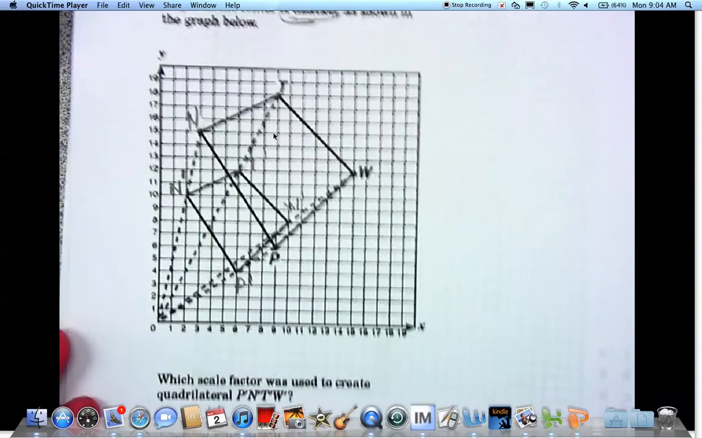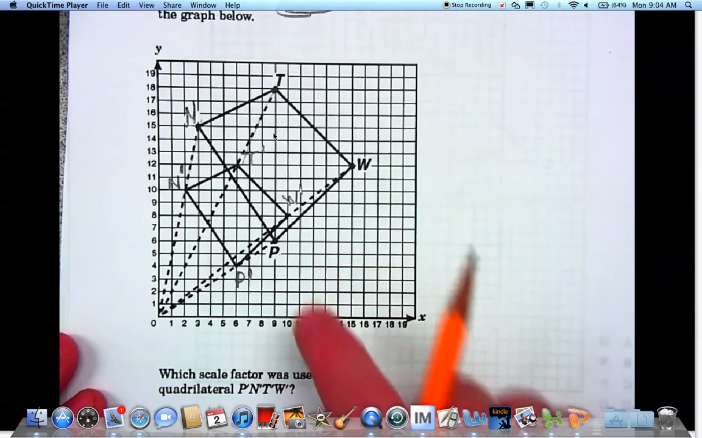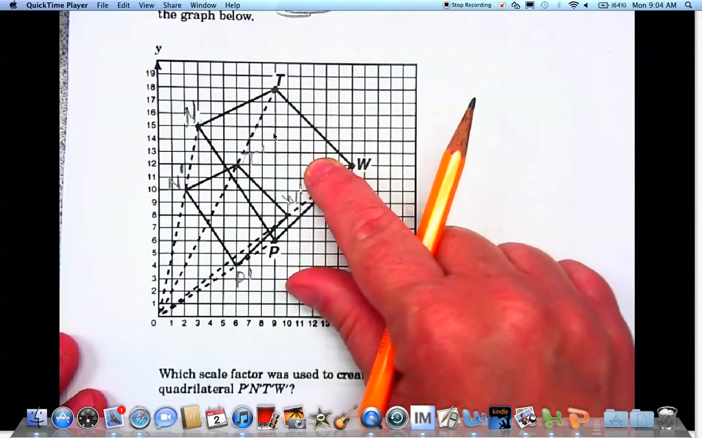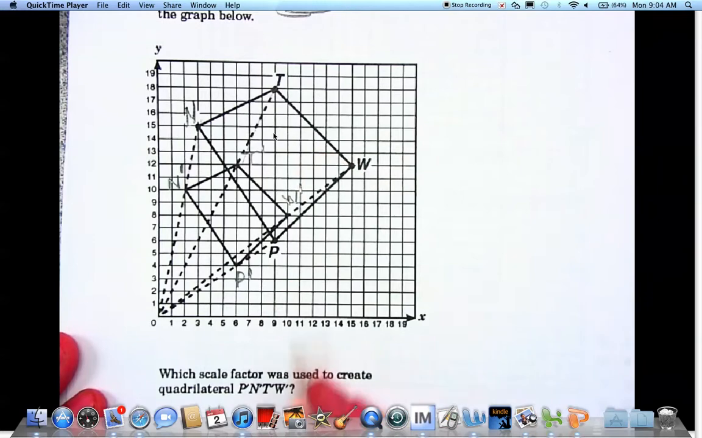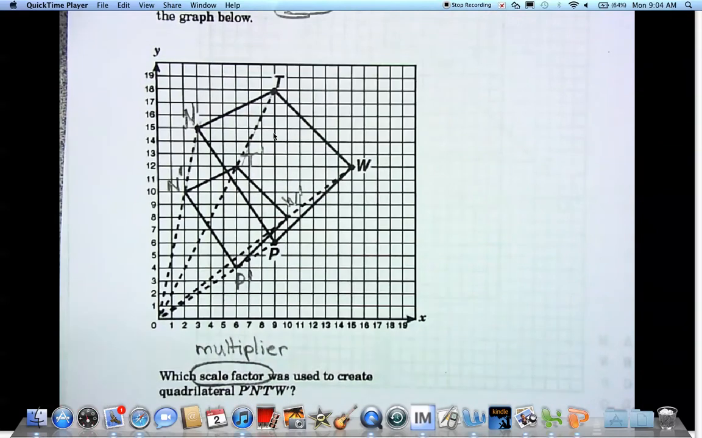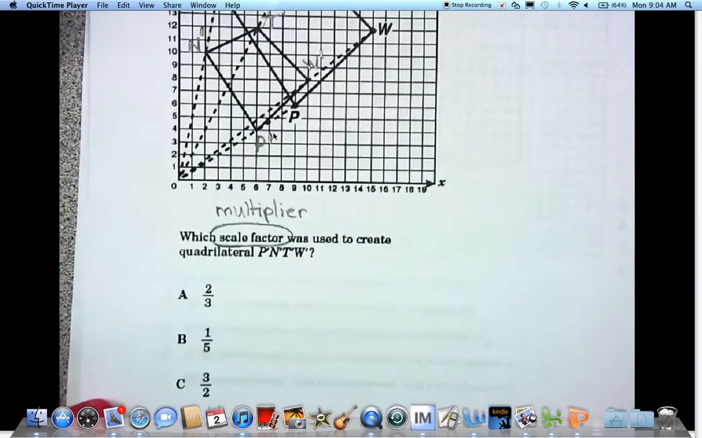Okay. Which scale factor was used to create P prime, N prime, T prime, W prime? Now, is this figure larger or smaller than the original figure? Smaller. So a scale factor is what you multiply by. It's a multiplier, so it needs to be less than 1. You're going to multiply by a small number so that you get a small figure. So if we're looking at what we think it might be, it probably wouldn't be C or D. Probably A or B, but we're going to check it.